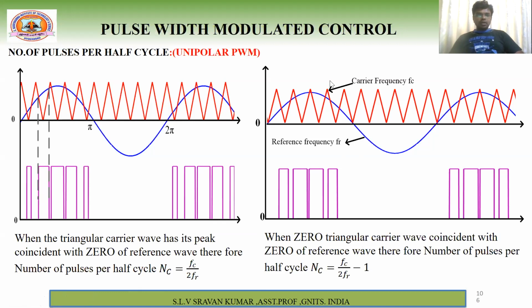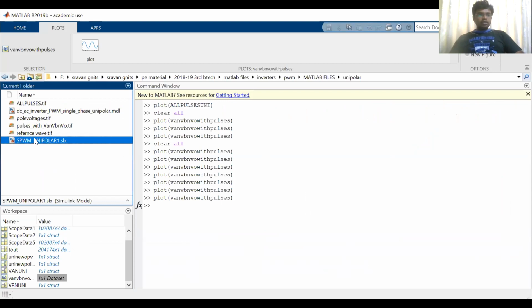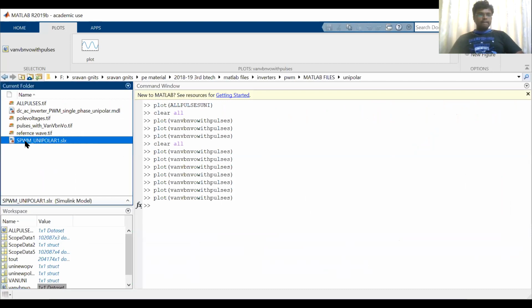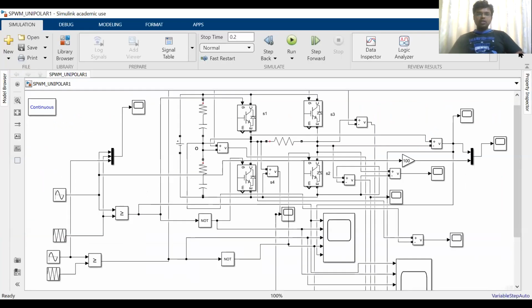Now I will show this MATLAB simulation. I will try. First of all, one second. So this is unipolar pulse width modulation. One second, I will just run the simulation.